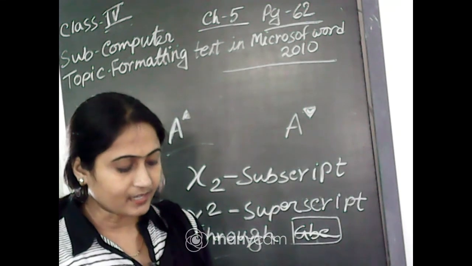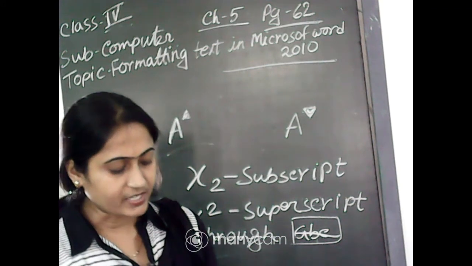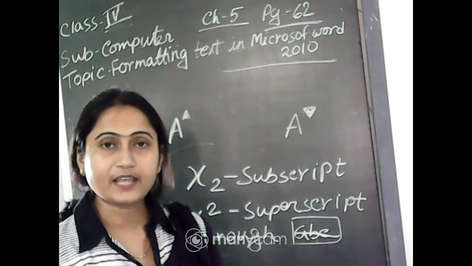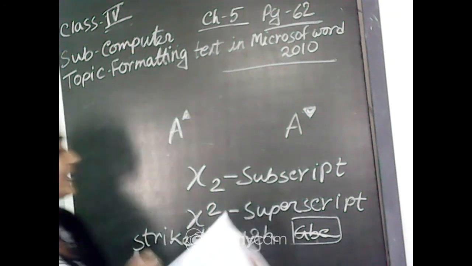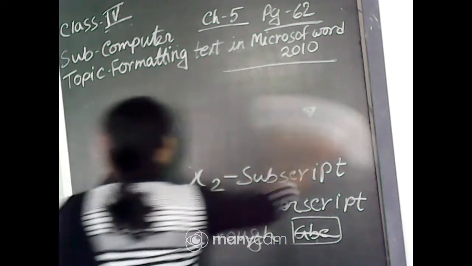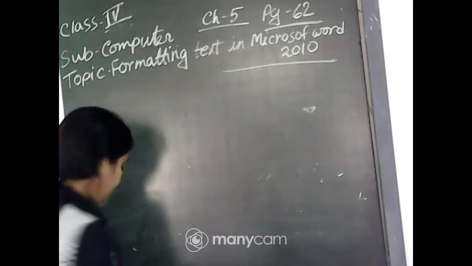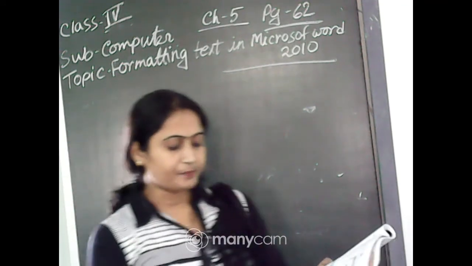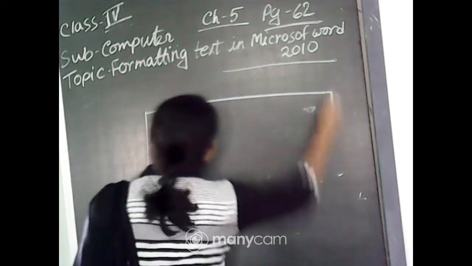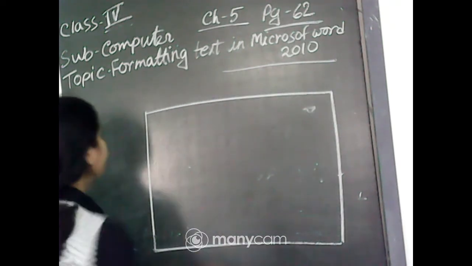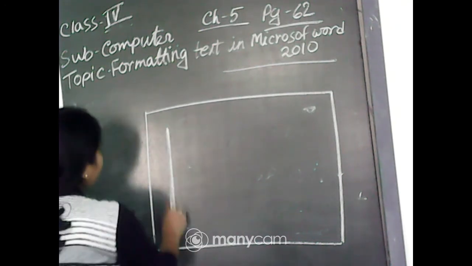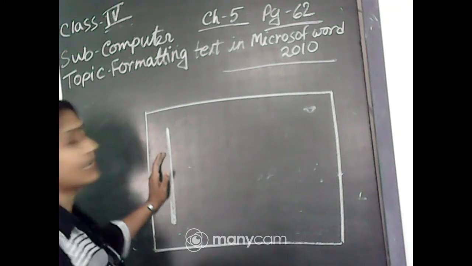Okay, the paragraph group, changing text alignment. There are different alignments: left alignment, right alignment, center alignment and justify. There are four types of alignments. Alignment refers to the position of the text on a page. Suppose this is a page, and when you type, the left side starts from the same position. This is called left alignment.